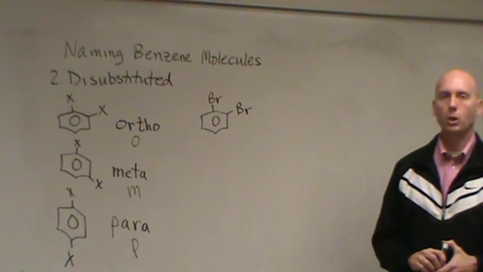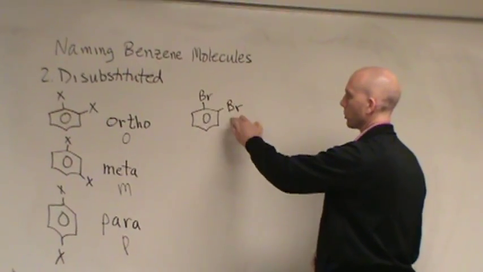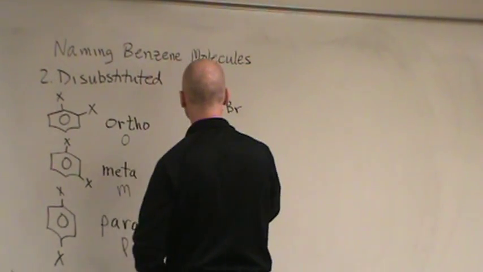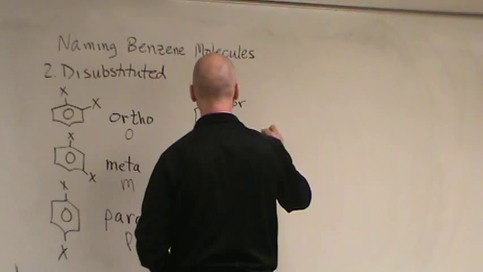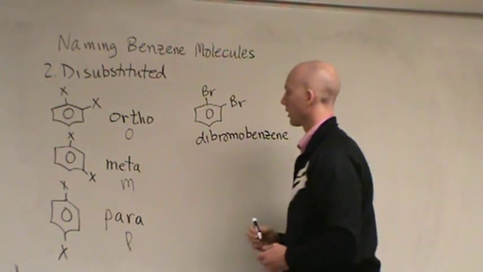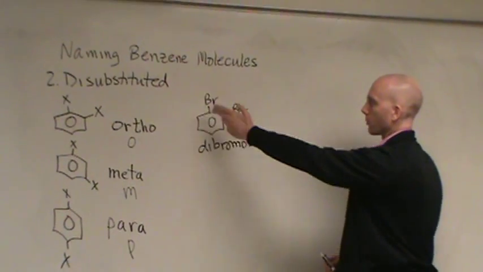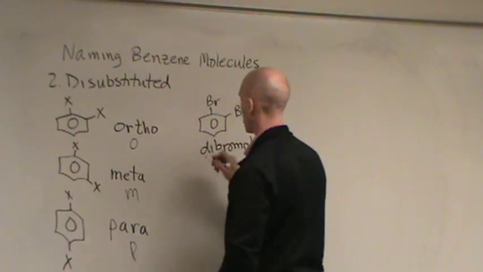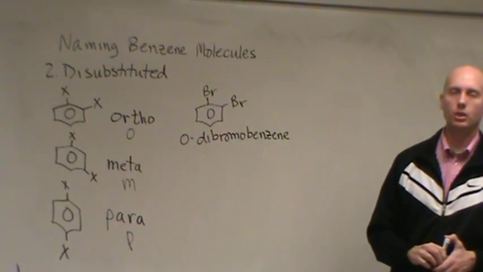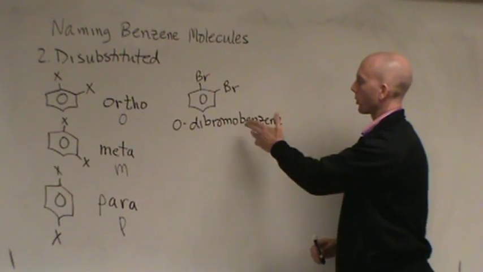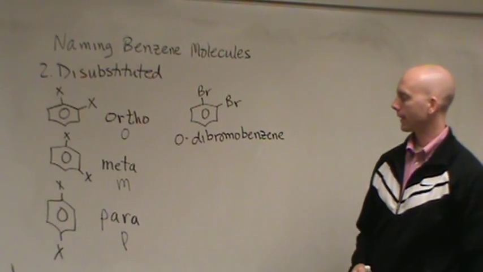Suppose we had two bromines on the ring. Can you see what the name of that would be? Two bromines, dibromo. Then benzene, so dibromobenzene, but what are we missing? We're missing the relationship. They're ortho. So we'll put the o out in front to tell the reader that. So we could have ortho-dibromobenzene, or we could have meta, or we could have had the para isomer. Okay?